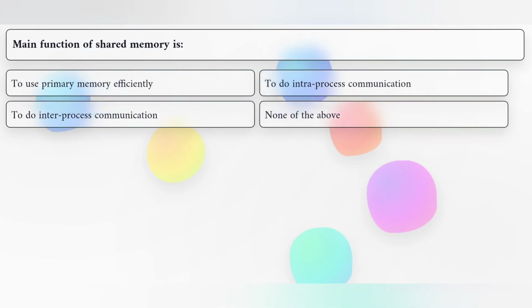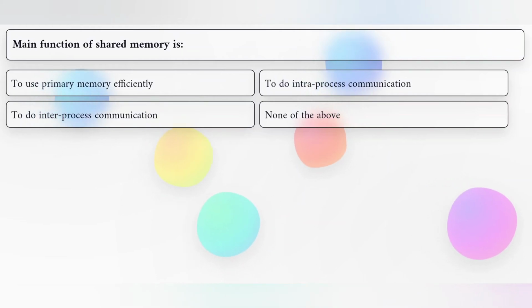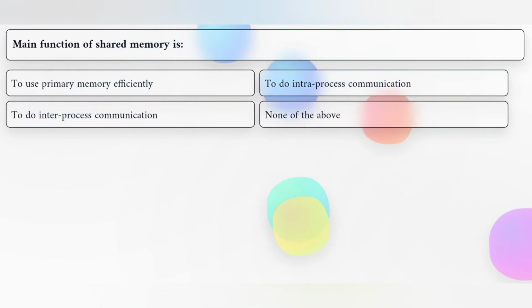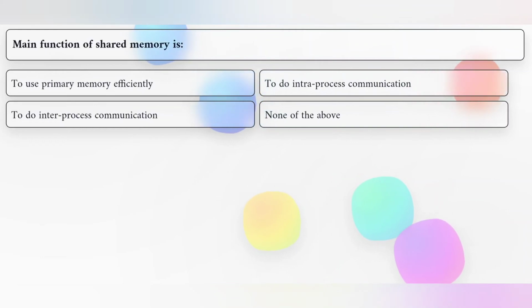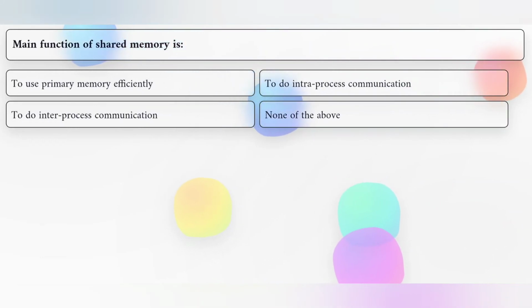Main function of shared memory is to use primary memory efficiently, to do intra-process communication, to do inter-process communication, none of the above.